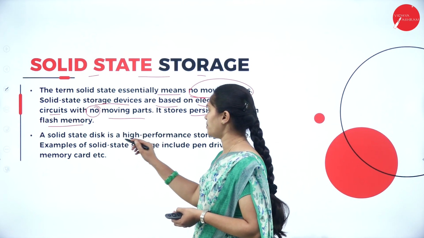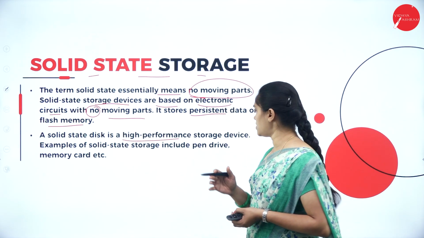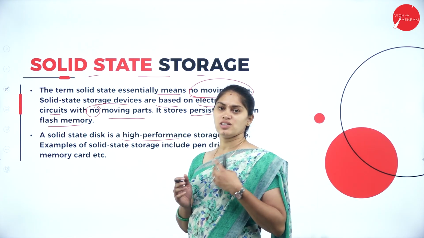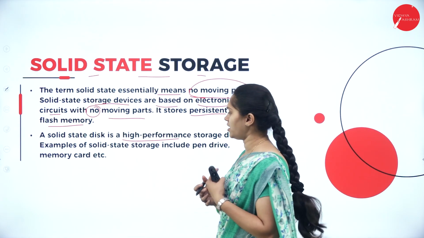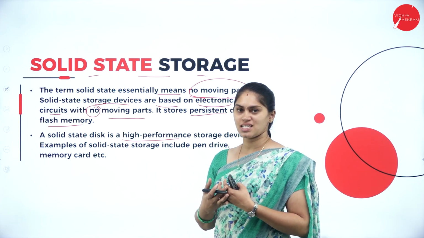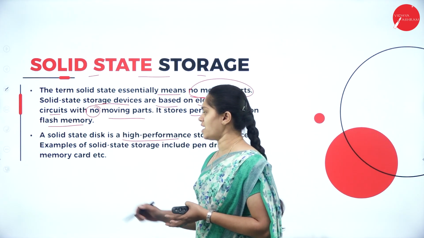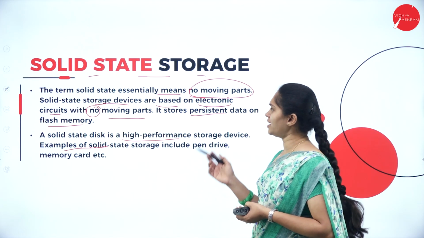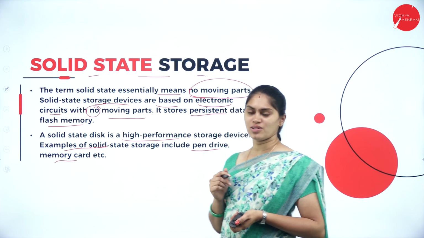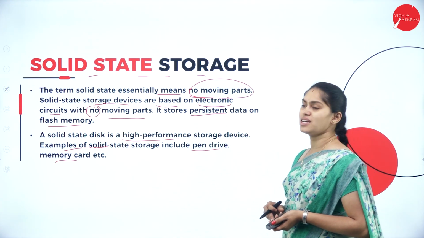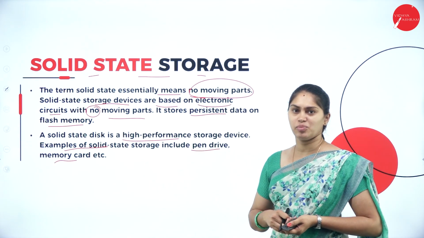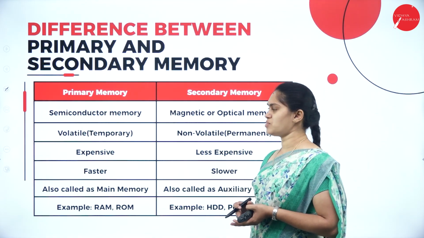These are mainly high performance storage devices, and the cost is not so high. It is affordable, and also it is not so fast. Why? Because it has more storage capacity, so the time it takes for accessing will be somewhat more. That's why it's not so fast. Then what are the examples for solid state storage? They include pen drives, memory cards, SD cards. All those are examples which come under solid state storage. So that's all regarding primary and secondary memory. We'll brief out the difference between those two.